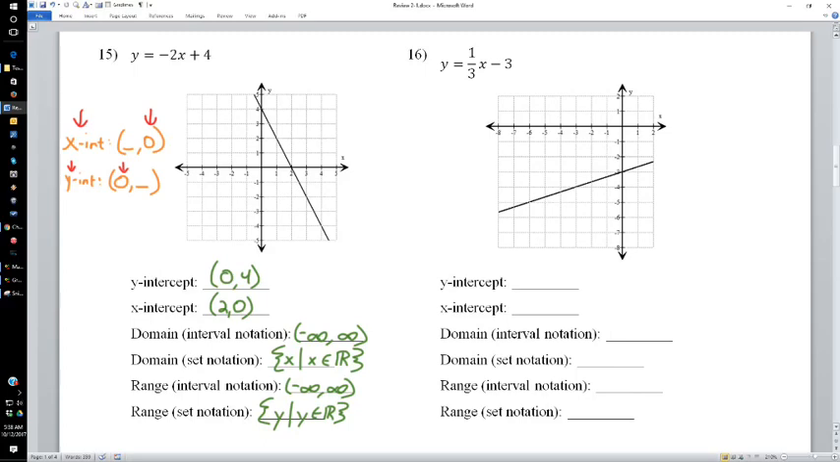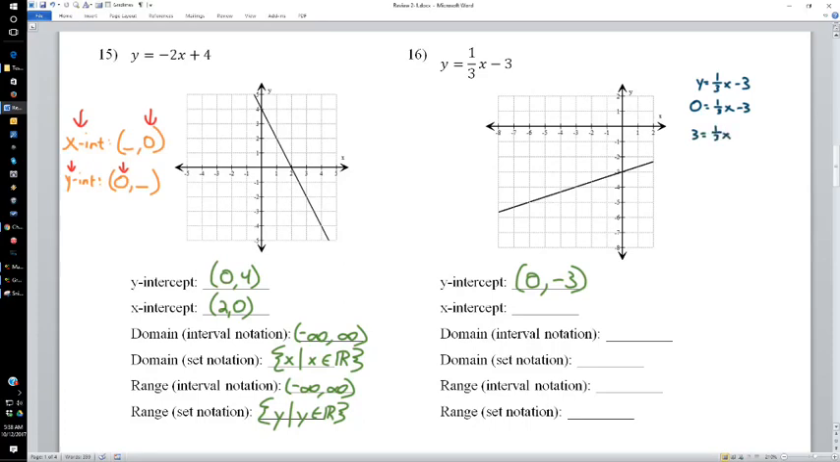Alright, number 16, you've got x and y-intercept. Your y-intercept, right there, negative 3. So your y-intercept is at x is 0, y is negative 3. Your x-intercept, we can't see it. It's over here somewhere. So, remember, just plug in 0 for y for an x-intercept. So take your equation, y equals 1/3 x minus 3. But we're going to plug in 0 for y. So 0 equals 1/3 x minus 3. Let's add the 3 over, so it becomes a positive 3.